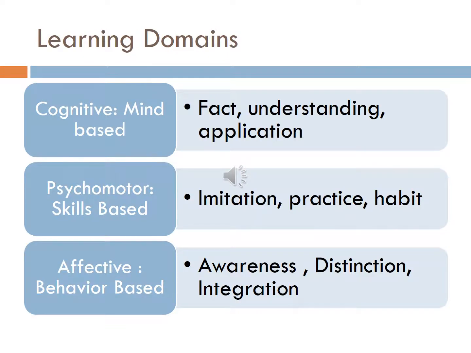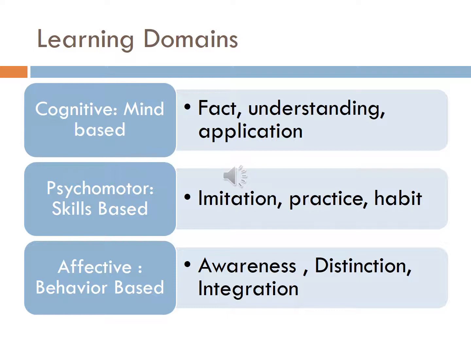It's very important to talk about the learning domains because these are the domains that we're going to affect and change when we are doing programs for farmers. For example, the cognitive domain is mind-based, so we are basically changing knowledge. You learn the fact, you understand it well, and then you apply it. That's the cognitive domain.